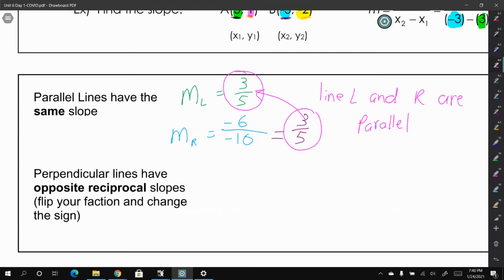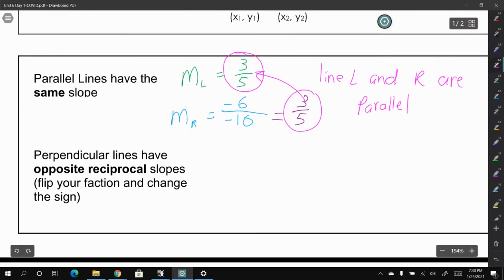It's the perpendicular ones that give people issues. And unfortunately, that's the one that we're going to be looking at the most. So perpendicular lines have opposite reciprocal slopes. So what that means is that you flip the fraction and change the sign, going from negative to positive or positive to negative. So if I had a slope of 2/5, the opposite reciprocal would be 5 over 2, but we make that new slope negative.